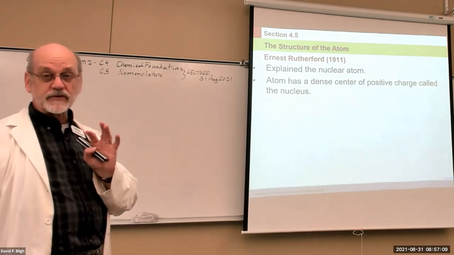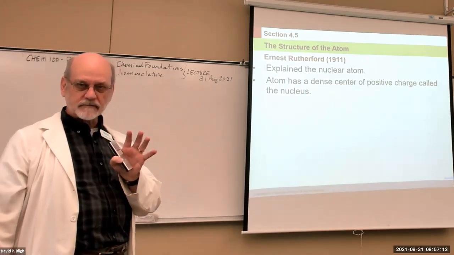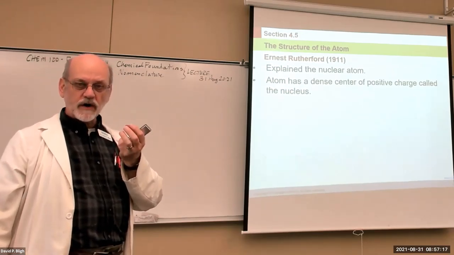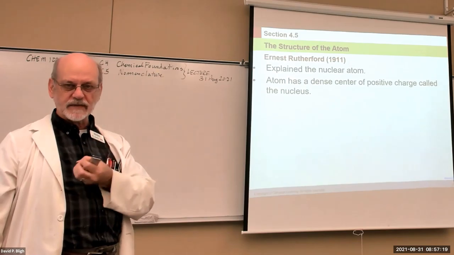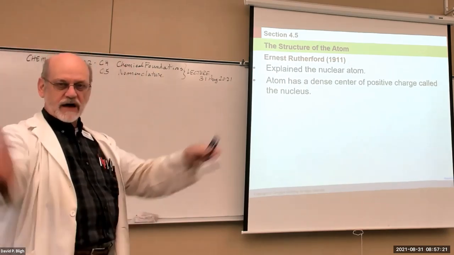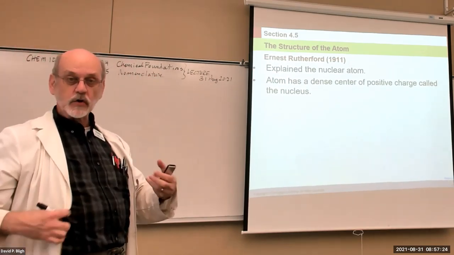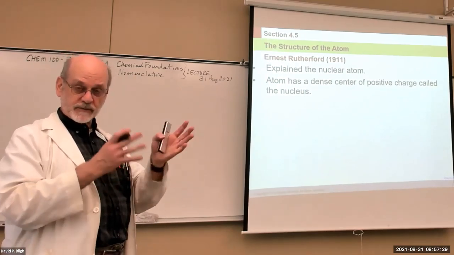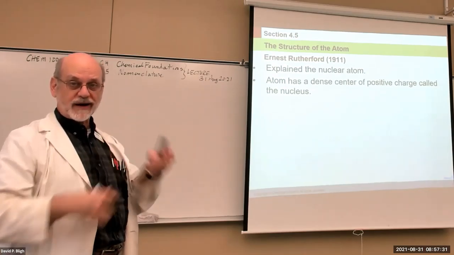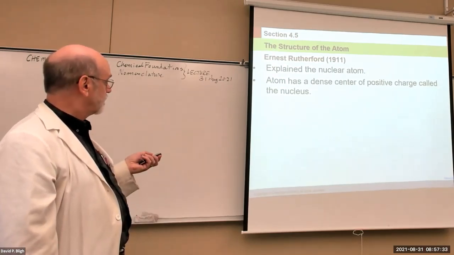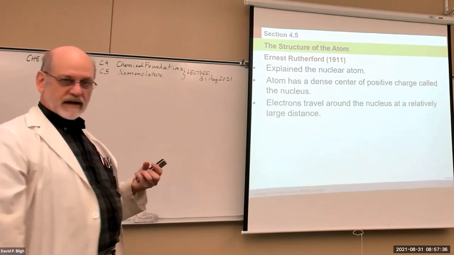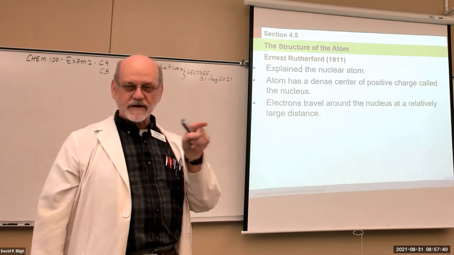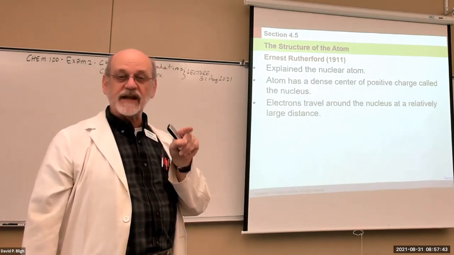But he didn't subscribe to the plum pudding model. He thought that the proton was concentrated in the center of the atom, and the electrons were out here somewhere. He called it his nuclear atom. So he proposed an experiment to tell the difference between the plum pudding or the nuclear model. By this time, he needed something massive enough to fire at the atoms so that he could detect any deflection.